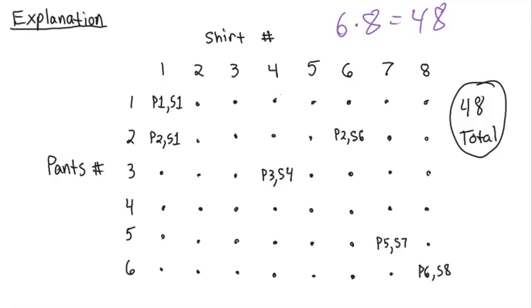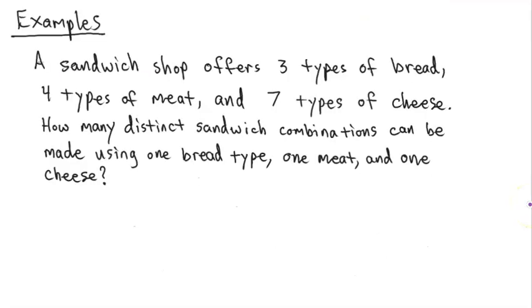So let's look at a few examples. Let's say there's a sandwich shop like Subway or something. And they have 3 different types of breads that you can make your sandwich on. They offer 4 different types of meat and 7 different types of cheeses. How many distinct sandwich combinations can be made if you had to pick 1 bread type, 1 meat, and only 1 cheese? And the correct answer is 3 times 4 times 7. Just multiply the 3 numbers together. 3 times 4, that's 12. So 12 times 7 is 84. So there are 84 distinct sandwich combinations that you could order at that sandwich shop.